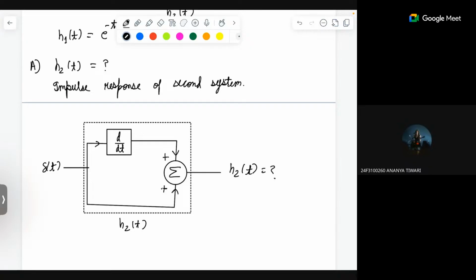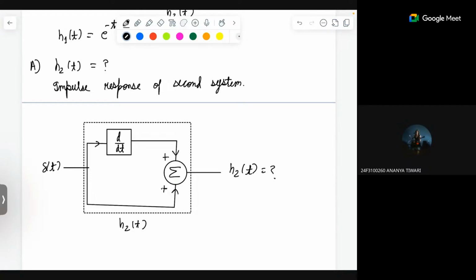If you see here, there are two branches, this plus this. So you have to consider both of them for this output. So H2 of t would be d by dt of delta t plus delta t. Yes, that's correct.